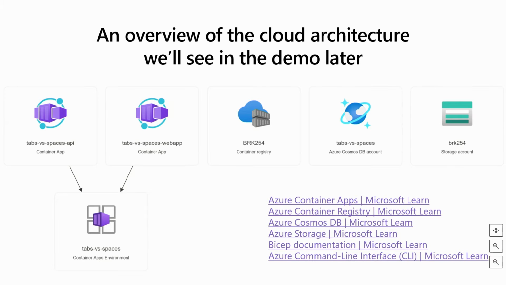So this is an overview of the cloud architecture that we're going to see in the demo later, and we're going to talk about a couple of these resources and what they mean. So we have a few different resources here: container apps, container environment, container registry, Cosmos DB, and cloud storage. Each of these make up part of the solution, and you can see the links to them on Microsoft Learn. And there's a lot in there, and each one is very deep. So I'd recommend checking them out and going deep on them. A lot of really cool stuff there.